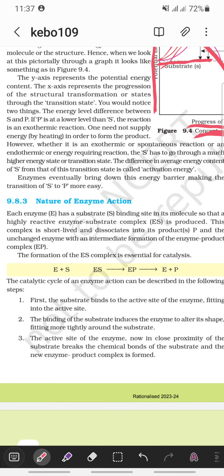The y-axis represents the potential energy content. The x-axis represents the progression of the structural transformations of states through the transition state. You would notice two things. The energy level differs between S and P.